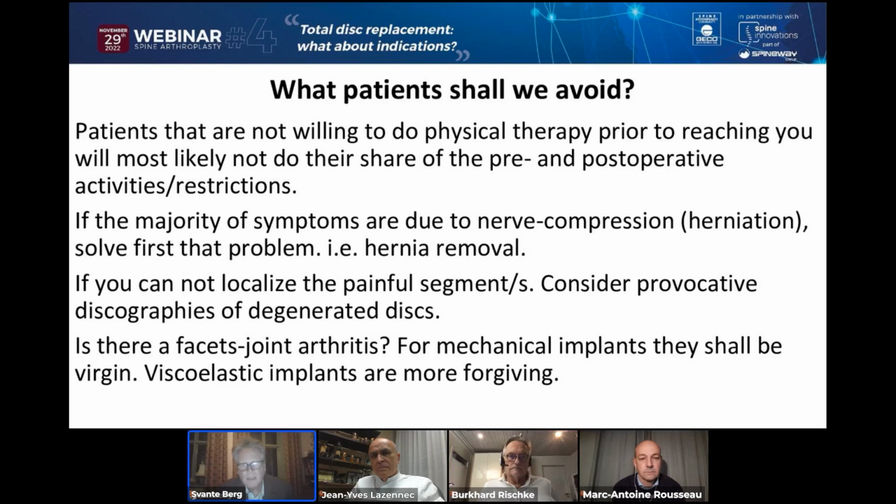Maybe the patient doesn't have a severe low back pain after all. It's the sciatica that is a big problem. We have to deal and think about this. If we cannot localize the painful segments, we have a problem.